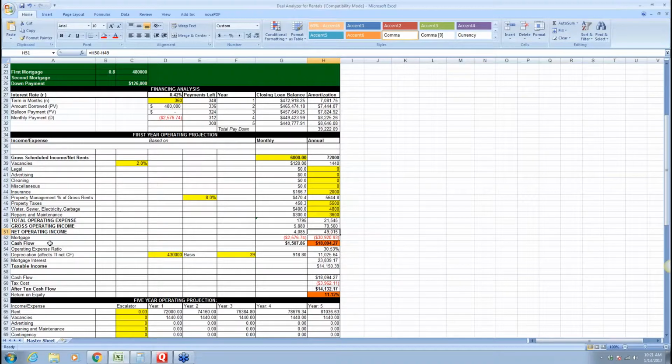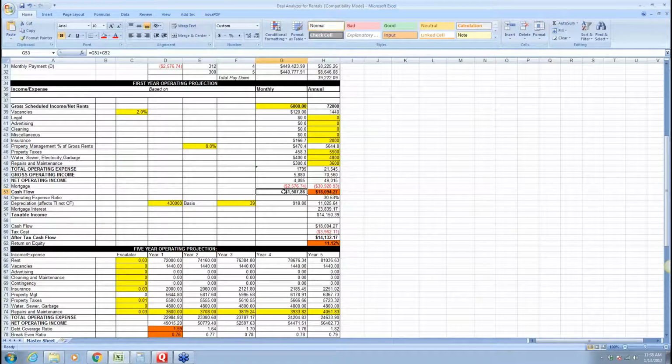So your cash flow, what you can expect to receive in cash flow, and this is the main number that I'm most concerned with when analyzing deals. For this sample, you have just over $1,500 in cash flow every single month, which is a pretty good number for a typical three-family in Boston.